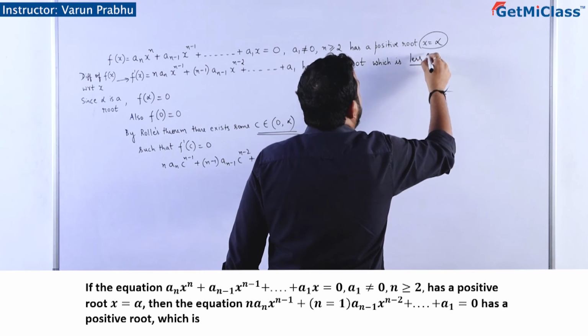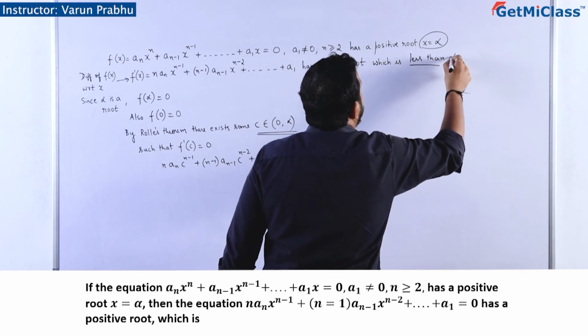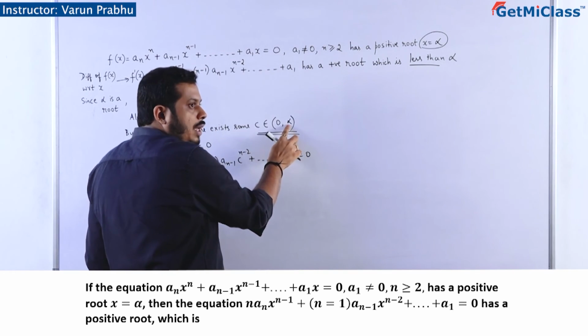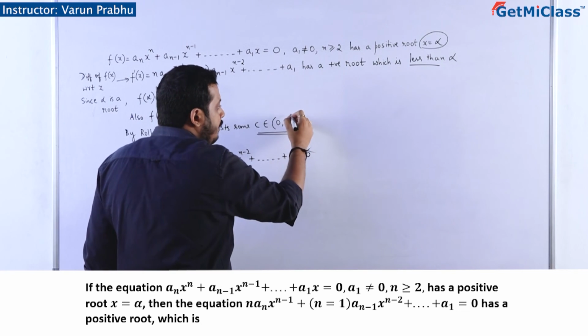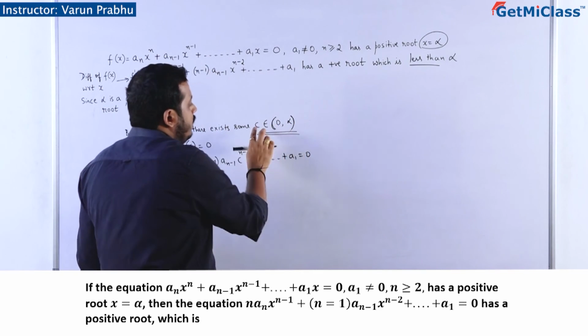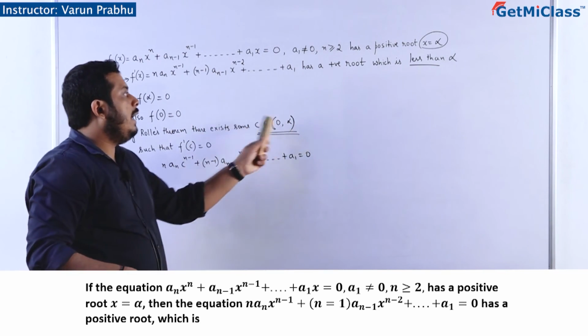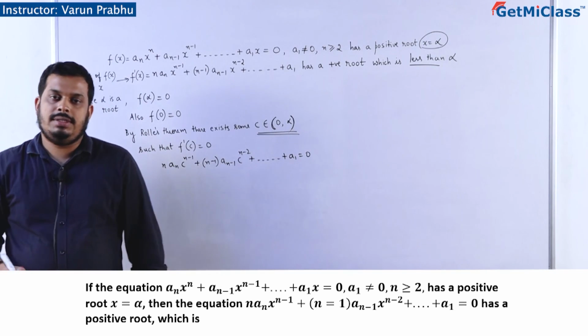Which is less than alpha is the answer to the question, because the value cannot be equal to alpha. It has to always be less than alpha because it is in the open interval. The c value cannot take a value greater than alpha. It has to be less than alpha is the answer to the question.